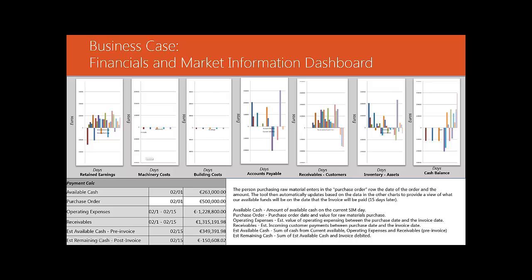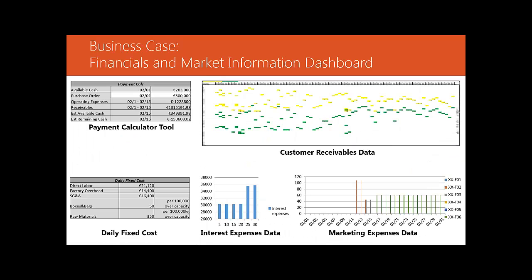The person using this calculator tool would be able to see what our available cash situation was at any date, and what our purchase order is, and see our operating expenses and our receivables, estimated cash, and remaining cash. Our payment calculator tool is actually based off of all these different items, such as marketing expense data, interest expenses, and daily fixed costs. We would use this data to use our payment calculator tool.